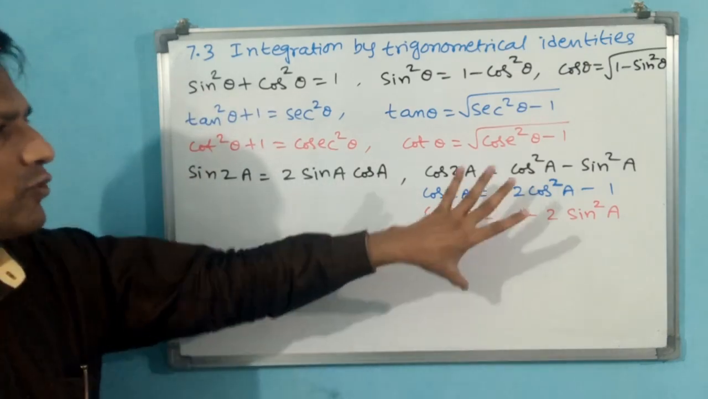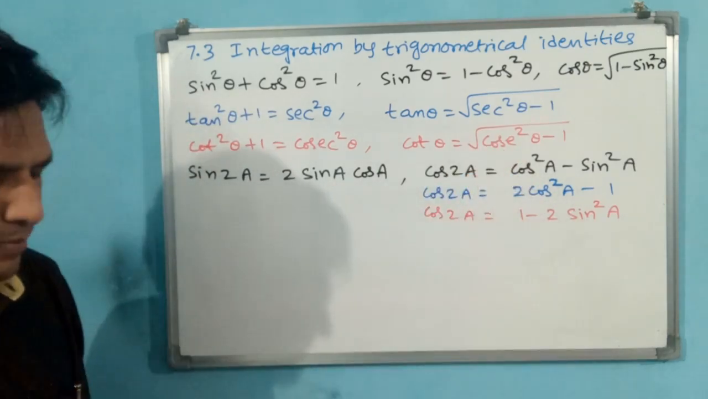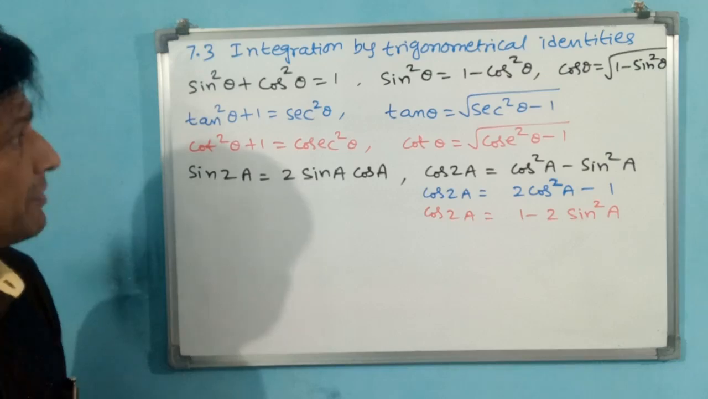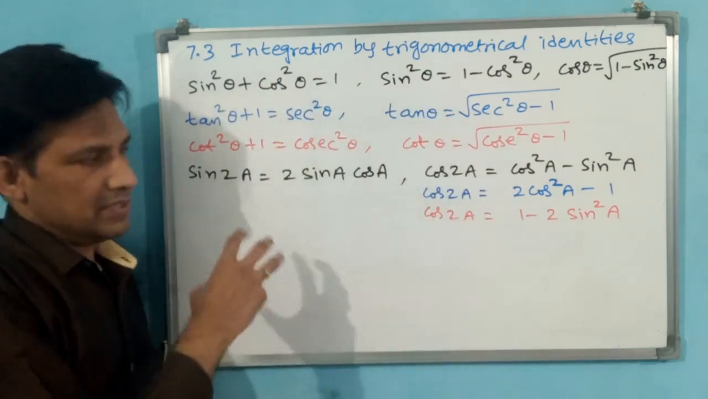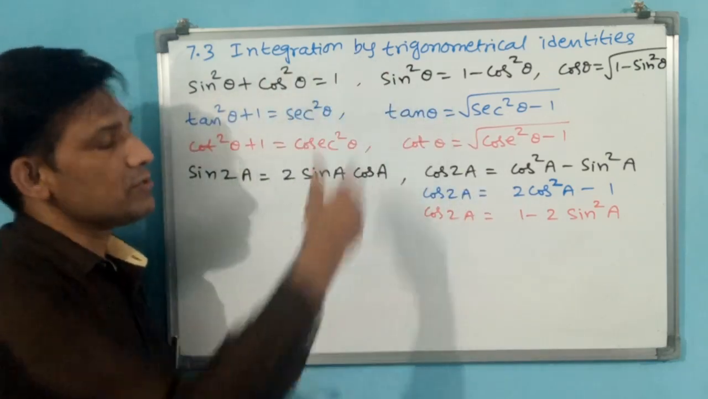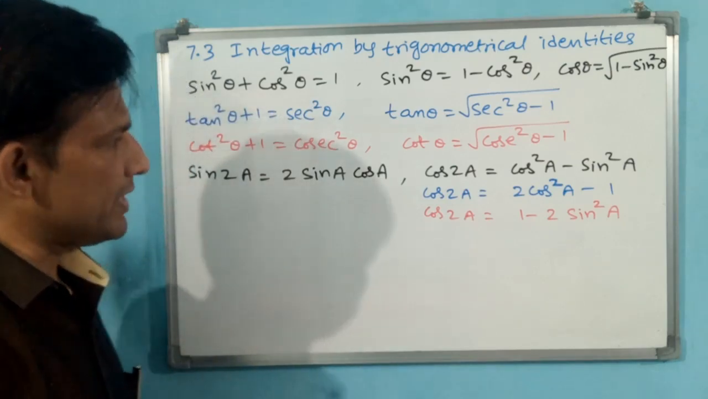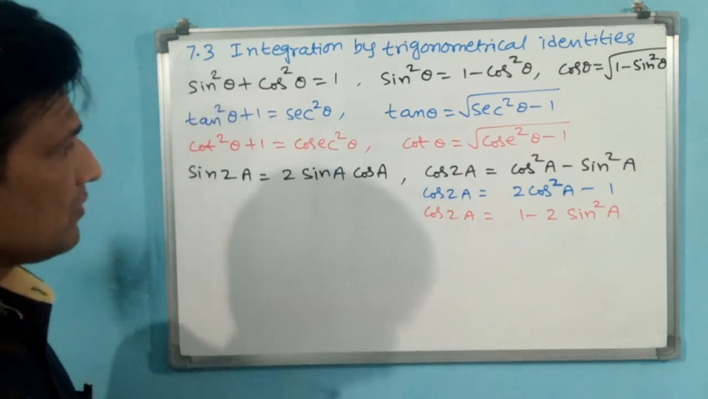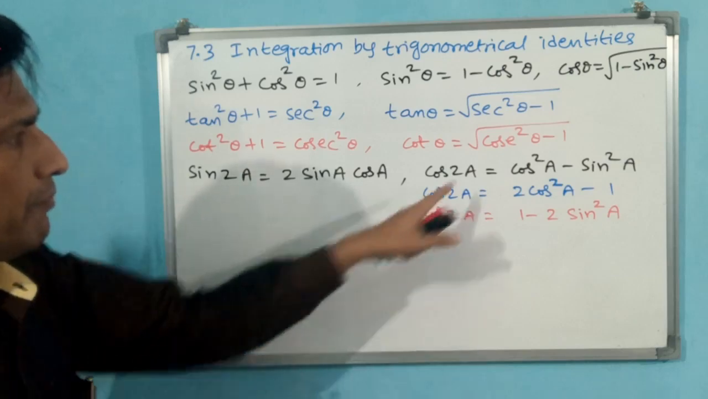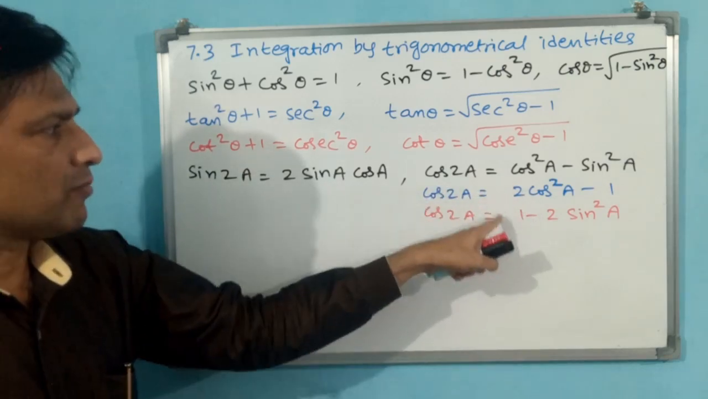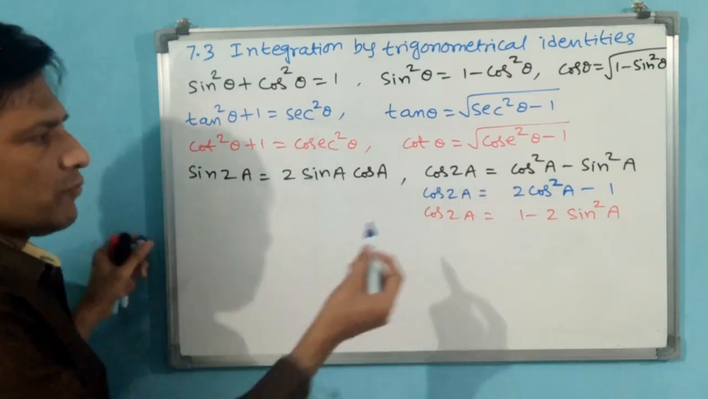We are not going into details of how it has come, as we have already done this in trigonometry. Unless you recapture this again, we are not able to do the 7.3 exercise. That is why I am writing it once again. Now, based on these three formulas, we can write one more like this.